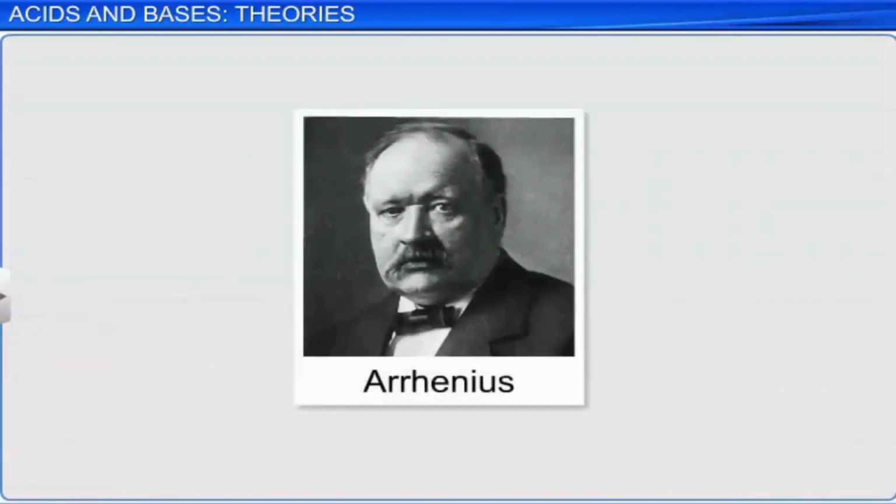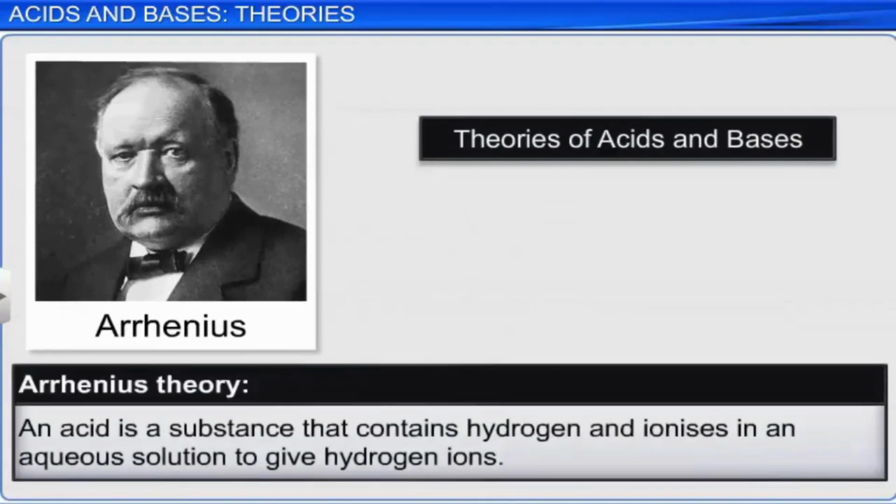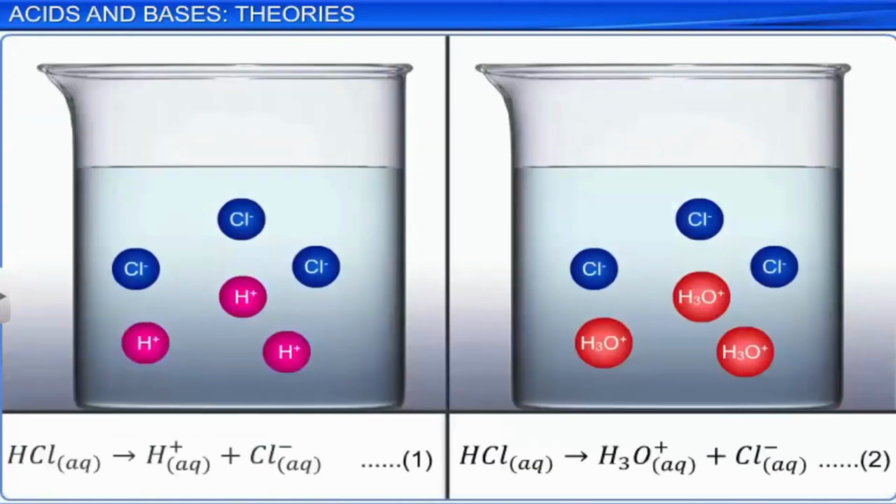Arrhenius gave the first real classification of the chemical nature of acids and bases, which is popularly known as Arrhenius Theory. According to his theory, an acid is a substance that contains hydrogen and ionizes in an aqueous solution to give hydrogen ions. For example, HCl contains hydrogen and ionizes in water to H+ and Cl- ions. The ionization of hydrochloric acid in an aqueous solution can be represented in the form of equation 1 or equation 2 as shown here.